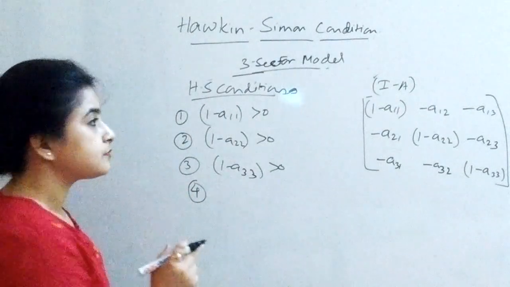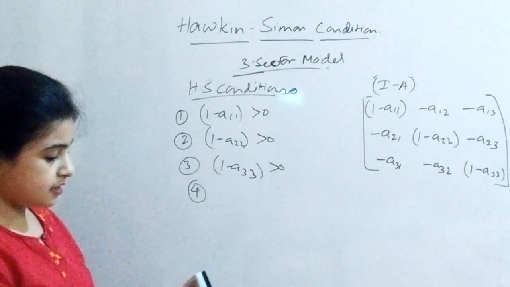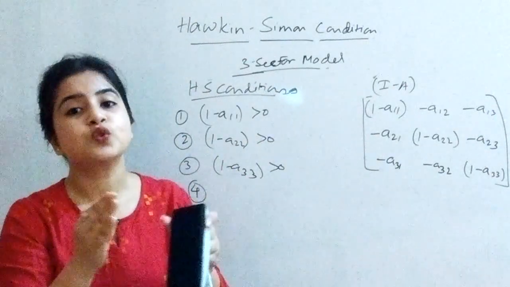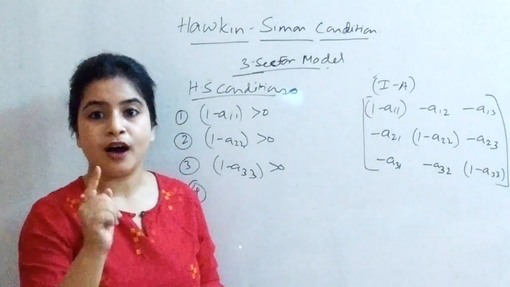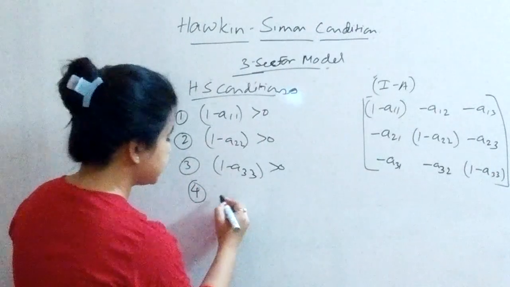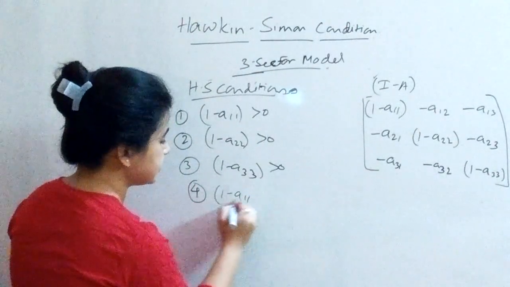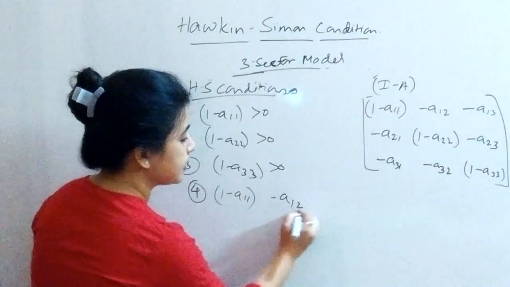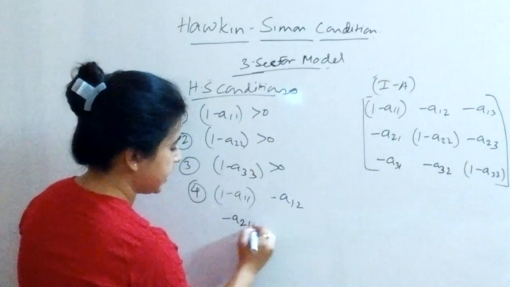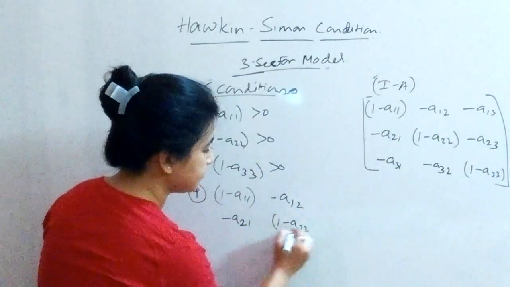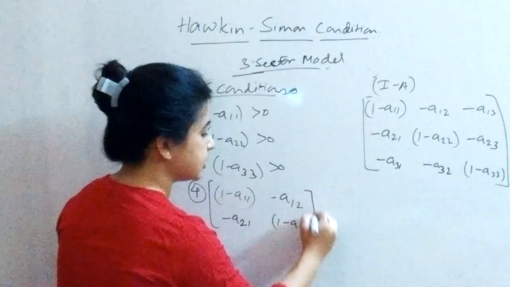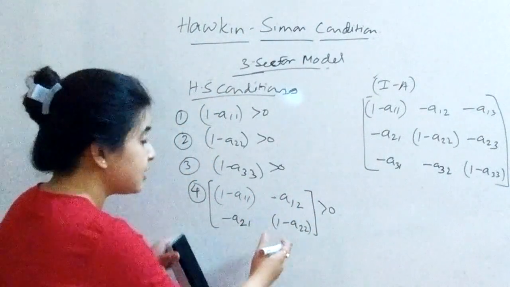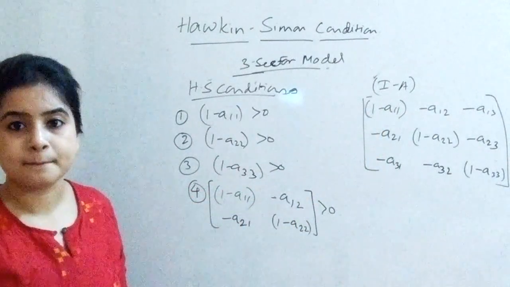Number 4. Now we will be taking from this 3 cross 3 matrix, we will be taking a 2 cross 2 matrix at a time. How will that look? So first we will be concerning with 1 minus A11, minus A12, minus A21 and 1 minus A22. So this is the first 2 cross 2 matrix that I am extracting from this I minus A.